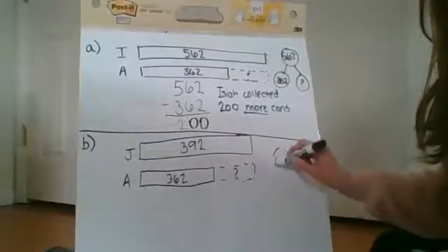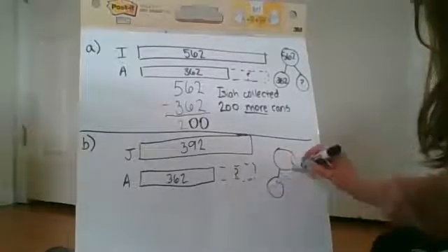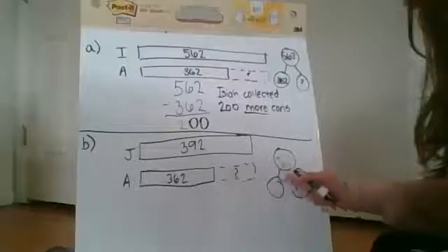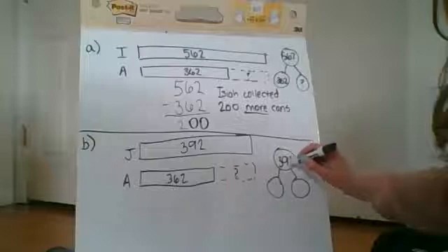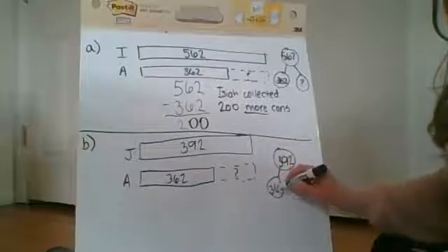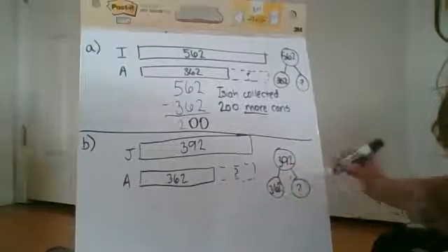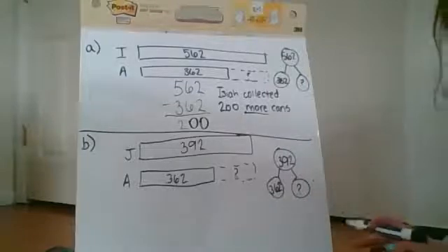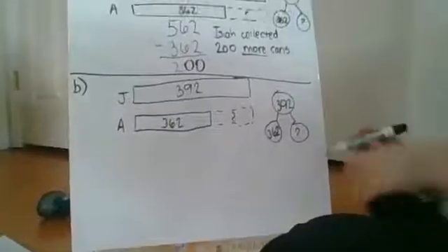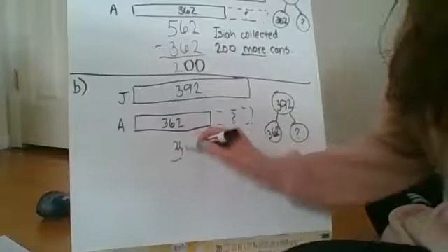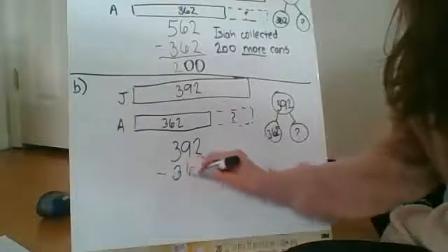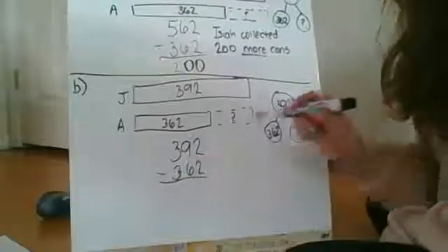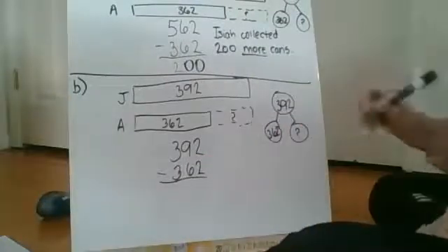We know we have to do which method of math? We're going to be doing subtraction. So I'm going to fill in my number bond. So this is 392, this is 362, and this is my missing part. So to solve this, I'm going to set it up. 392, take away 362. Sorry, my handwriting is not the best on this board.